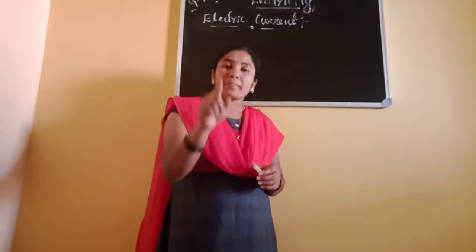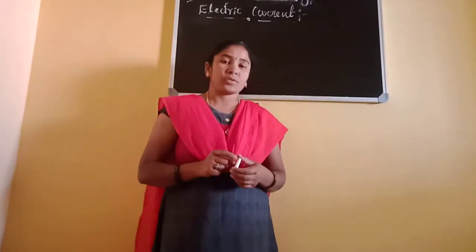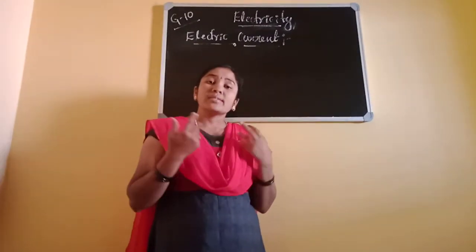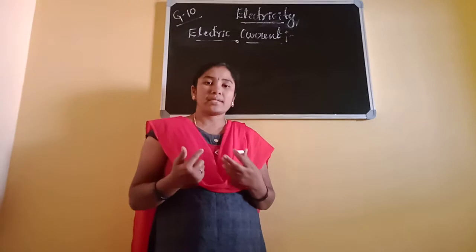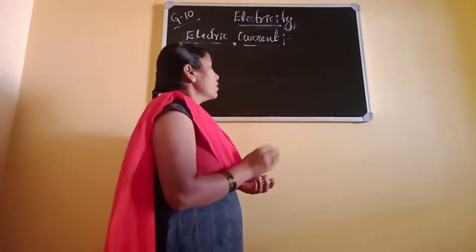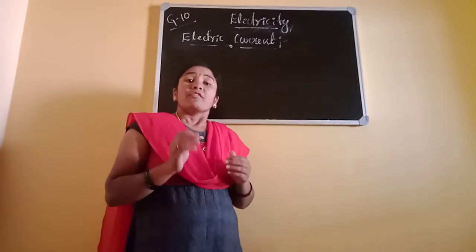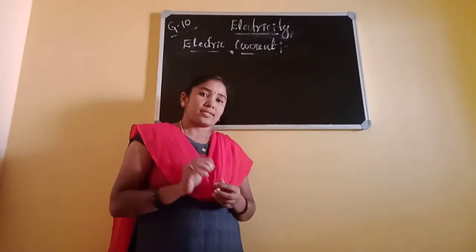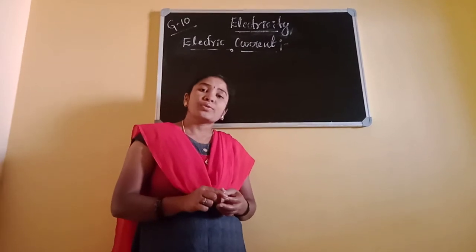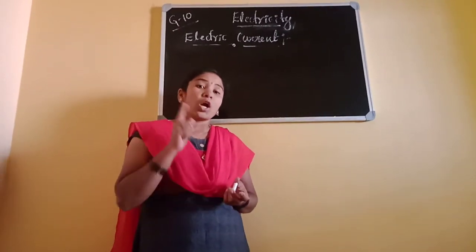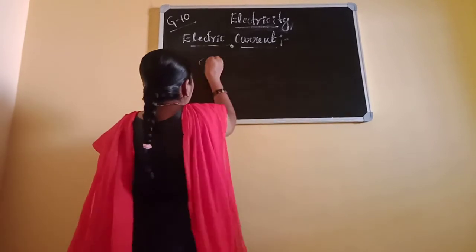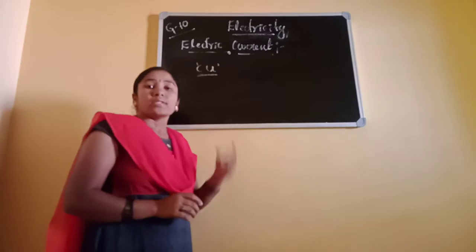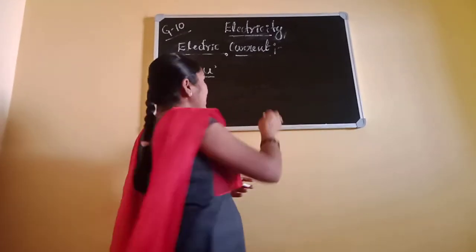Due to the presence of free electrons. So what is meant by free electrons? Where will they be present? Let's see now. Dear students, which metal is commonly used in electric wires? Copper. The symbol is Cu. And what is the atomic number of copper? 29.